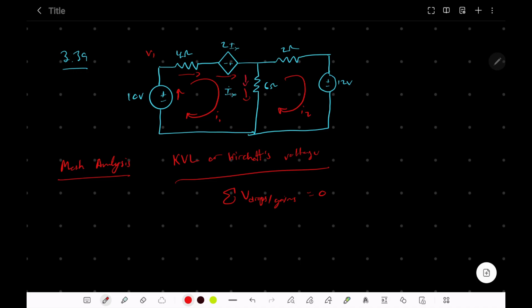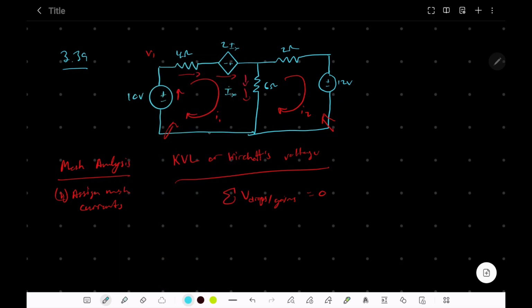So for example, in this loop, we assign mesh current I1 to this left loop right here, and mesh current I2 to this loop right here. That's the first step: assign mesh current. Okay, and now after that we have to use KVL. So we have to write voltage equations for each of these.